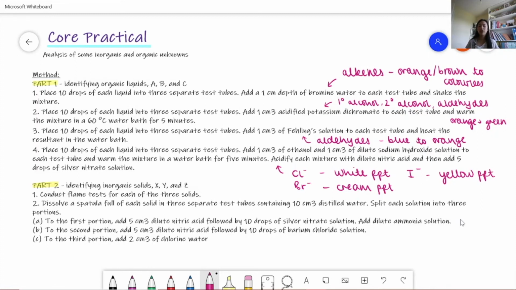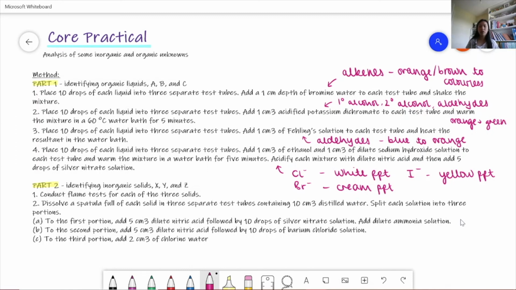And then for part two, we're going to look at identifying inorganic solids X, Y, and Z. So we conduct flame tests for each of these three solids. If you look back at our flame test video, then you'll be able to see all of the results for the different ions. And then we dissolve a spatula full of each solid in three separate test tubes containing some distilled water, and then split each solution into three portions.